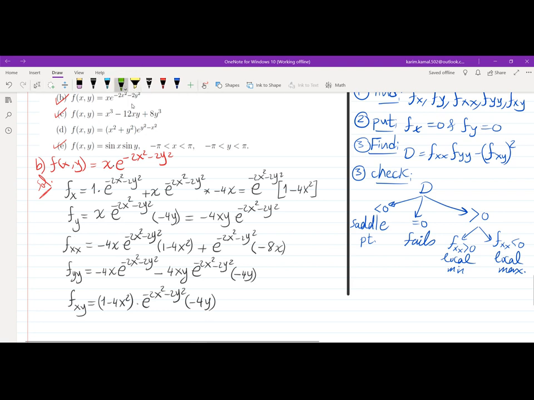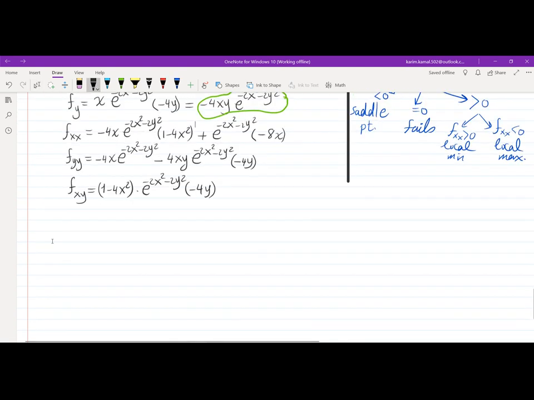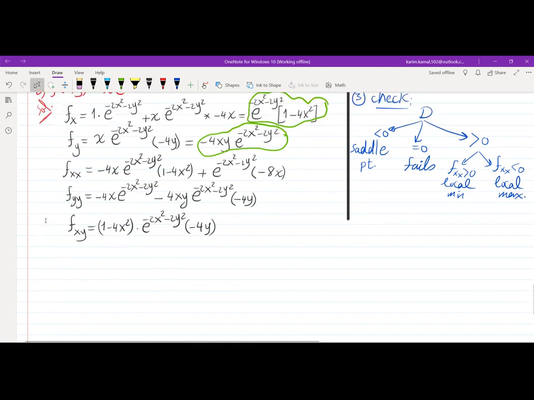fx here, and here fy, and then fx equals 0, which means e power negative 2x squared minus 2y squared times 1 minus 4x squared equal to 0.